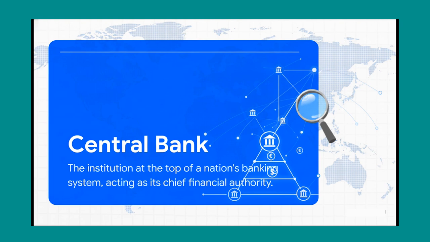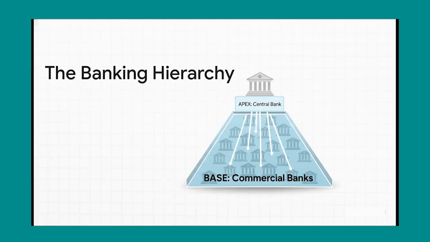So this architect is the central bank. The easiest way to think of it is as the bank for all the other banks in a country. We're talking about huge institutions like the US Federal Reserve or the European Central Bank. They are the ultimate financial authorities for their economies. You can see the power structure here really clearly. A central bank isn't just another bank. It sits right at the top of the pyramid. It sets the rules that all the commercial banks down at the base have to play by.